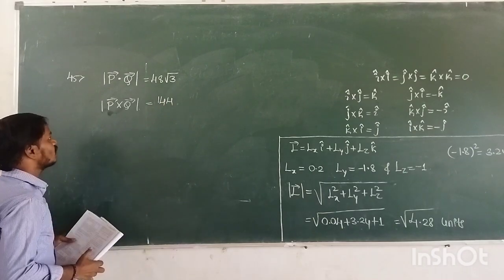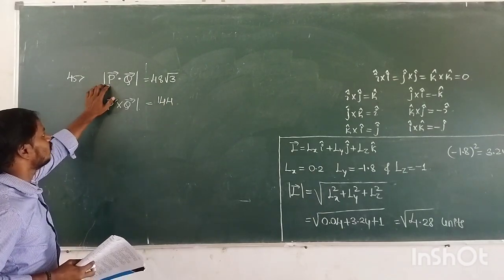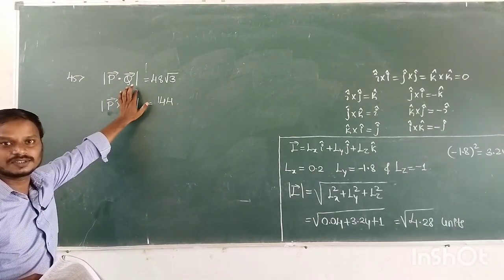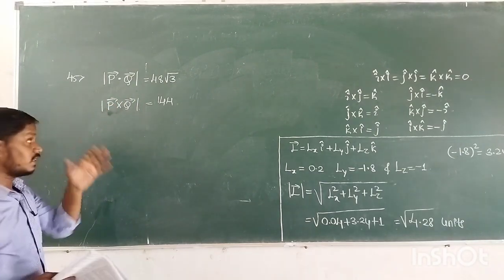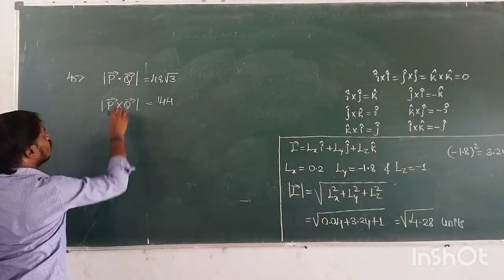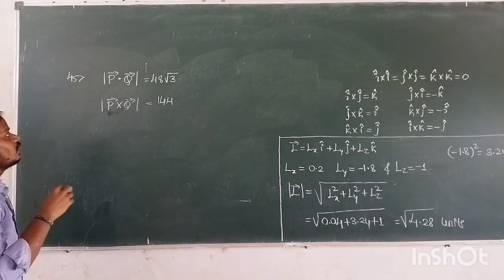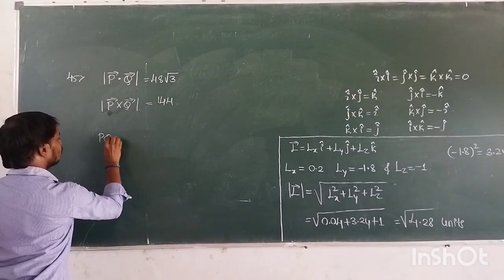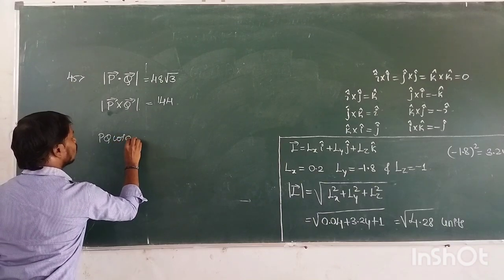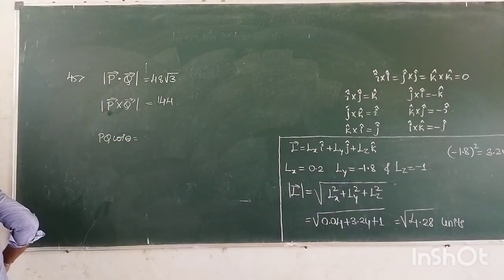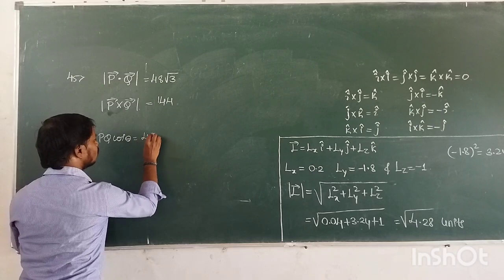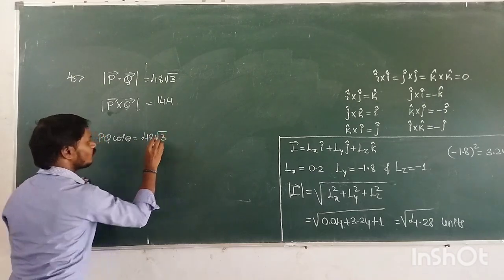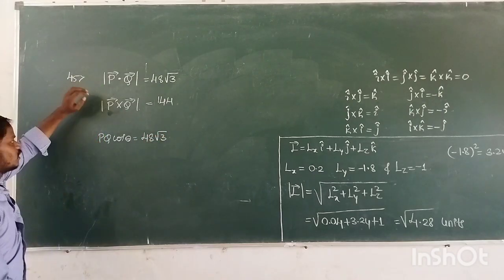144. Then what is our aim? Our aim is to find the angle between vector P and vector Q, the angle between the two vectors. See, the magnitude of P dot Q is nothing but PQ cos theta. PQ cos theta is equal to 48 into root 3.